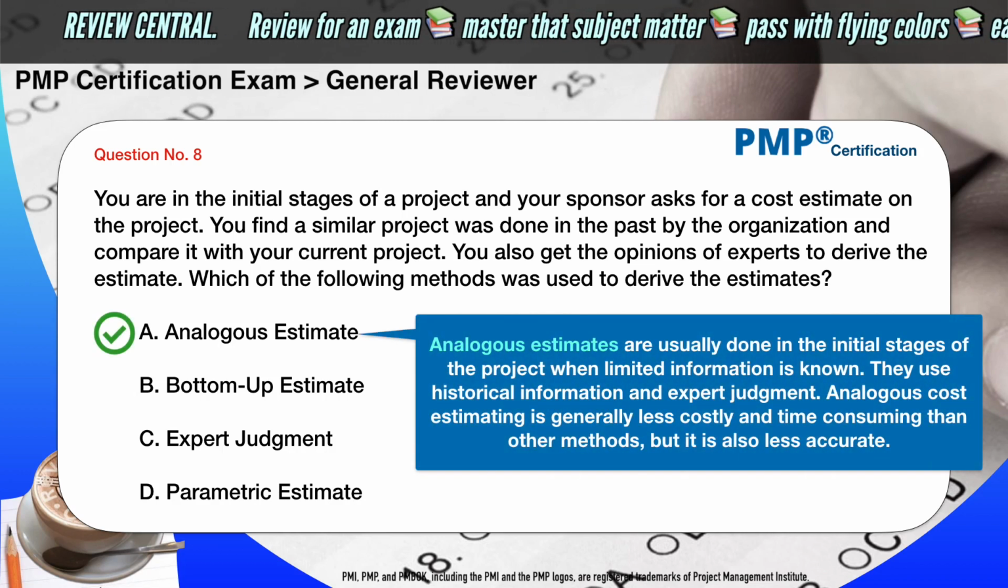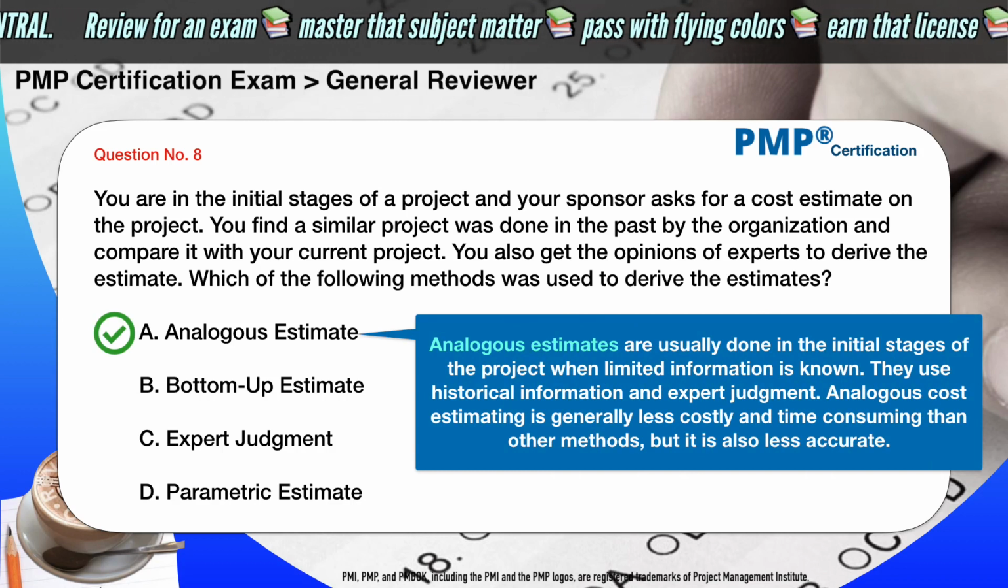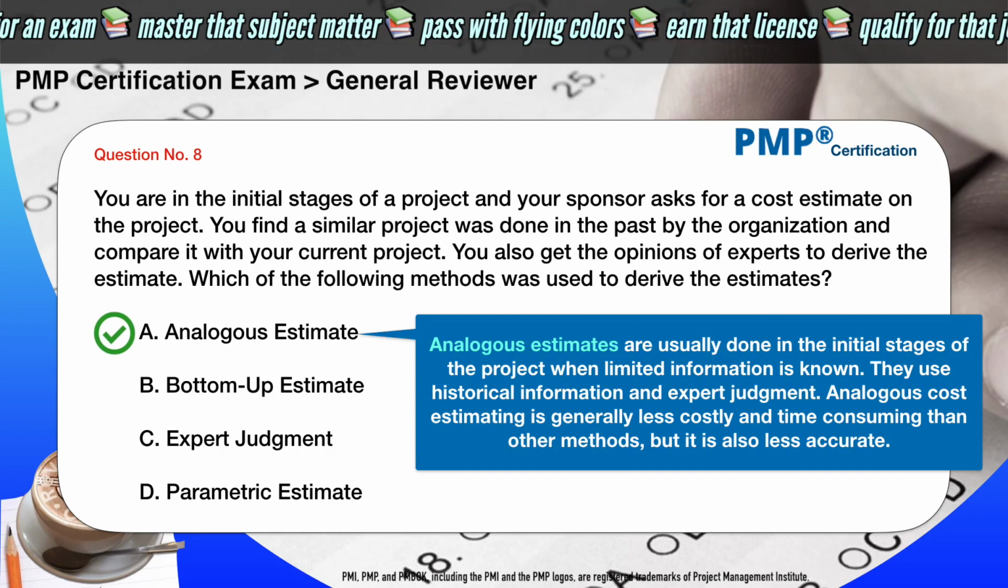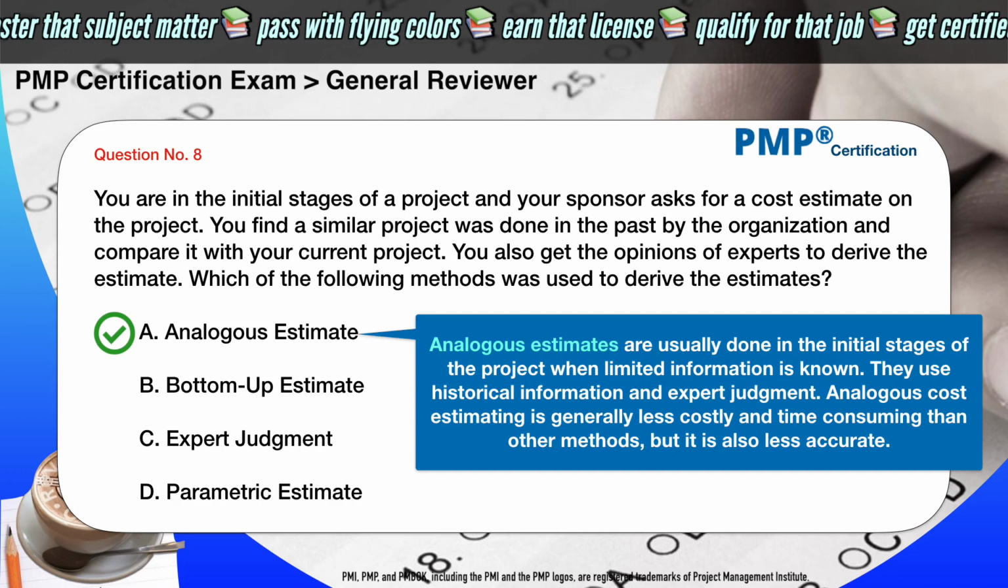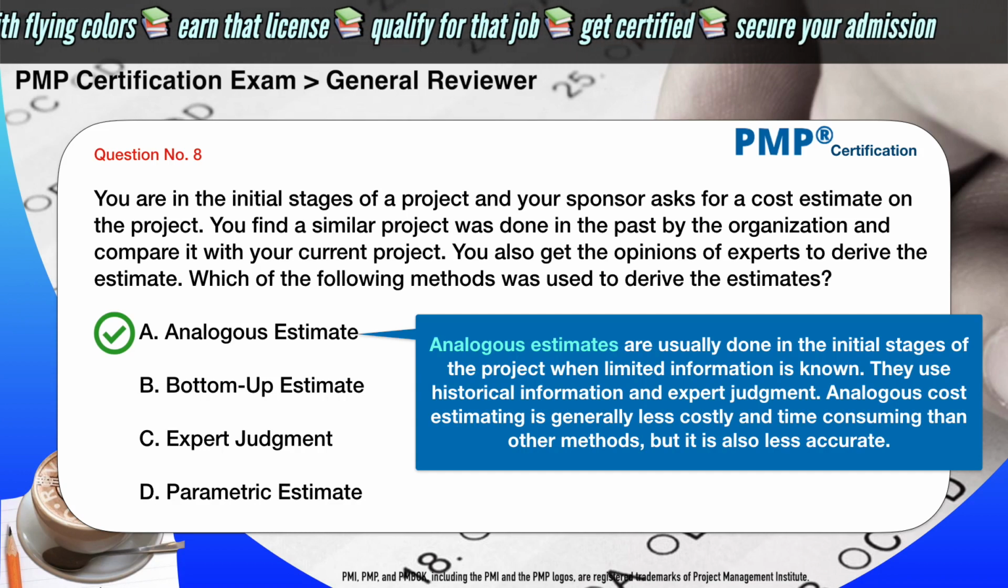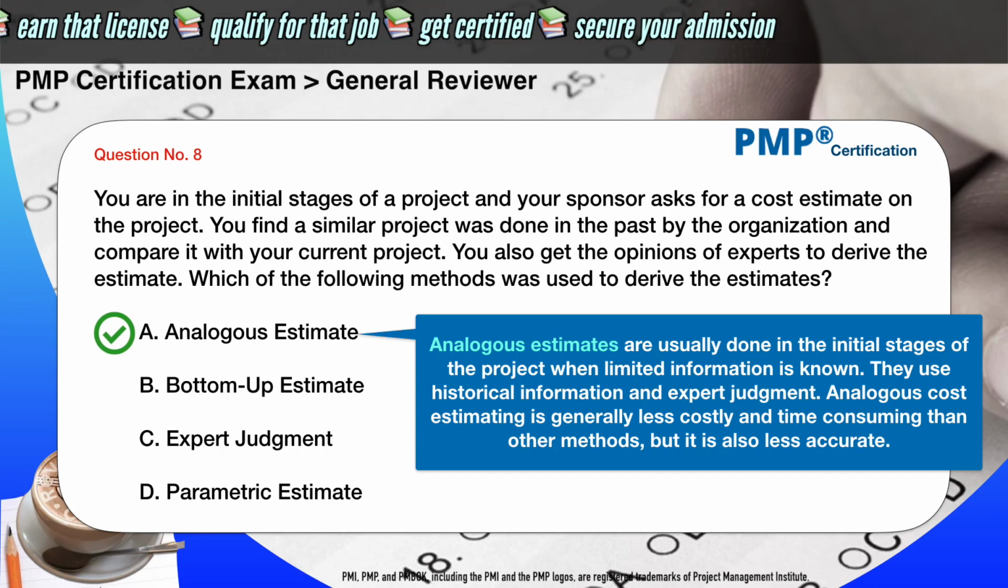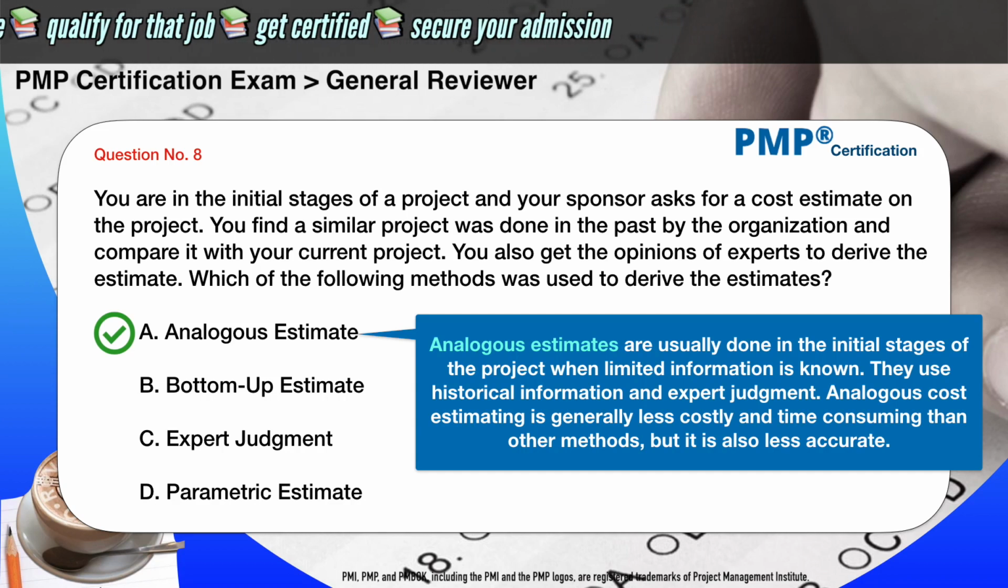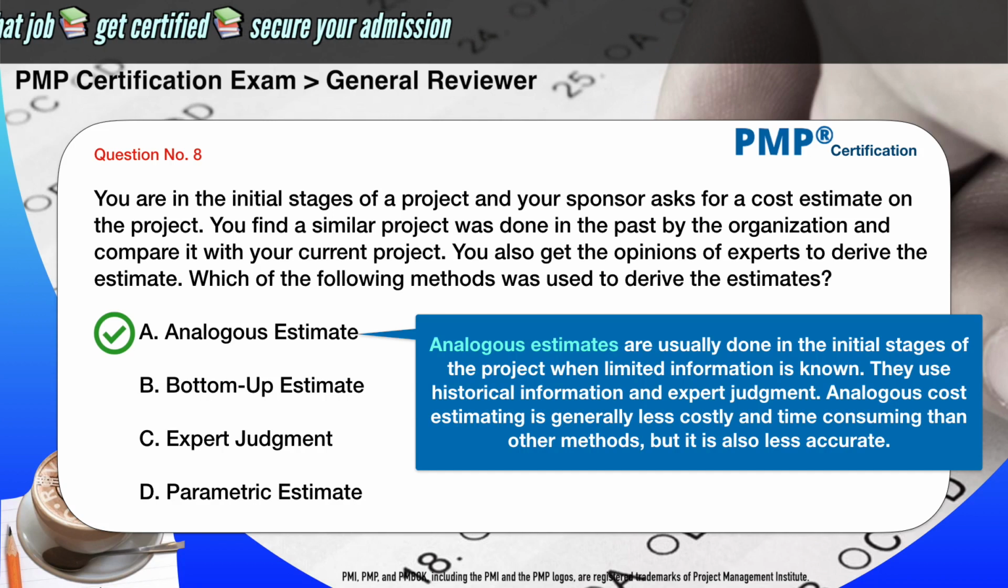The correct answer is A. Analogous estimate. Analogous estimates are usually done in the initial stages of the project when limited information is known. They use historical information and expert judgment. Analogous cost estimating is generally less costly and time-consuming than other methods, but it is also less accurate.